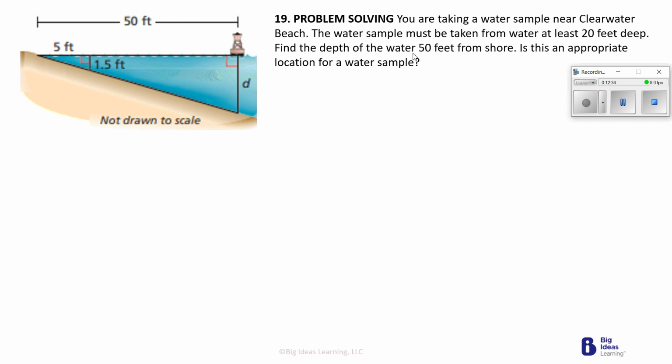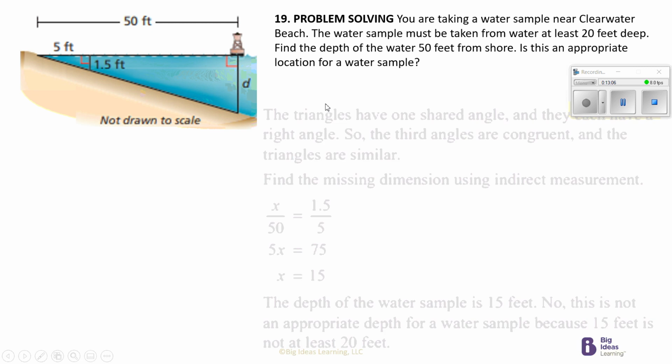Find the depth of the water 50 feet from shore. It says find the depth of the water 50 feet from shore. Is this an appropriate location for the water sample? Now remember, the water sample must be taken from water at least 20 feet deep. Now over here, when we are 5 feet away, we're only 1.5 deep. So when we're 50 feet away, will we be 20 feet deep? Again, we can use cross multiplication for this.